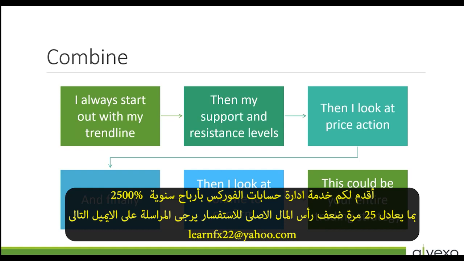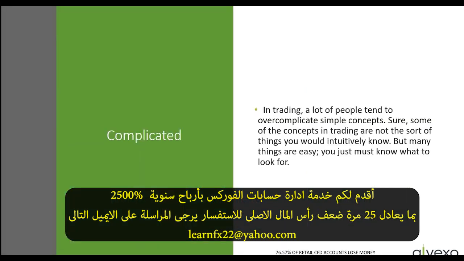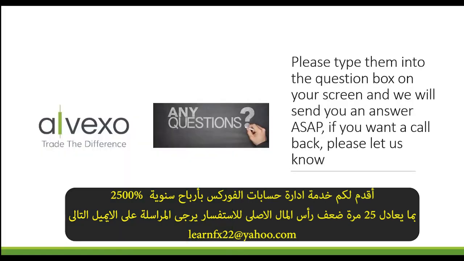So I always start out with my trend line on my charts for my general trading. I also always start out with my support and resistance levels. Then I look at price action. And finally, I take a look at volume to confirm. Always use volume to make your final confirmation. So in trading, a lot of people tend to overcomplicate simple concepts. Sure, some of the concepts of trading are not the sort of thing you would intuitively know, but many things are easy. You just must know what to look for.